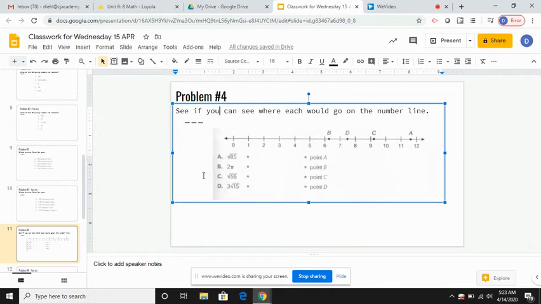I know the square root of 56 is a little bit bigger than the square root of 49, and the square root of 49 is 7, and the square root of 64 is 8. So point C, or square root of 56, has to be between 7 and 8, and that must be point D. So square root of 56 is here. Square root of 85 is here. That leaves me with these two.